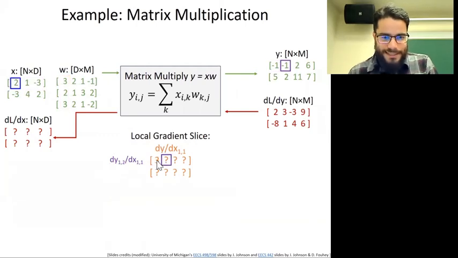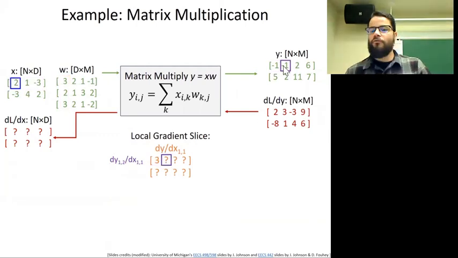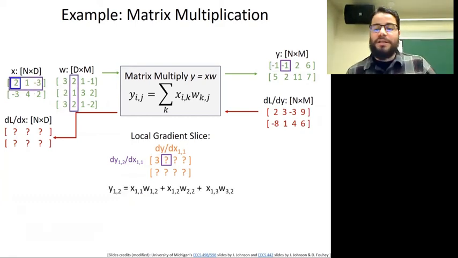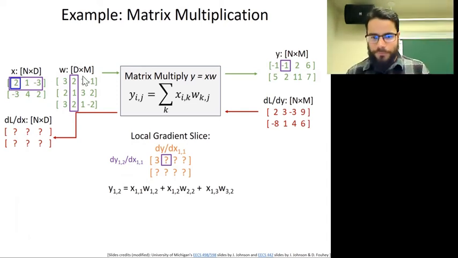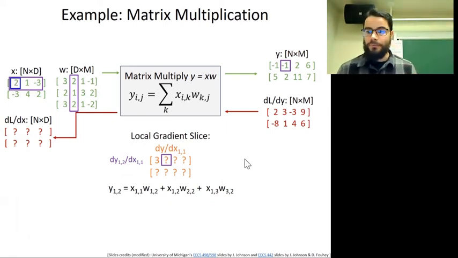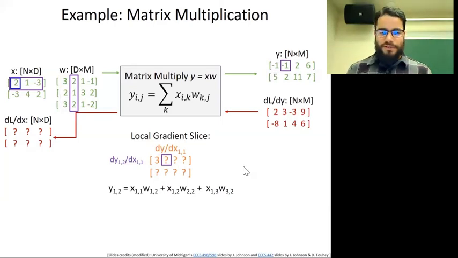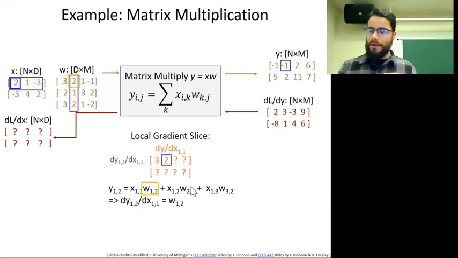That's very nice. In the second one, what is the equation for the second element of the output? Well, the equation for the second element is going to be the first row of x again, but now times the second column of w. So we have x11 w12, x12 w22, and x13 w32. When you do the derivative of this with respect to x11, you are only left with w12. Okay, very nice.